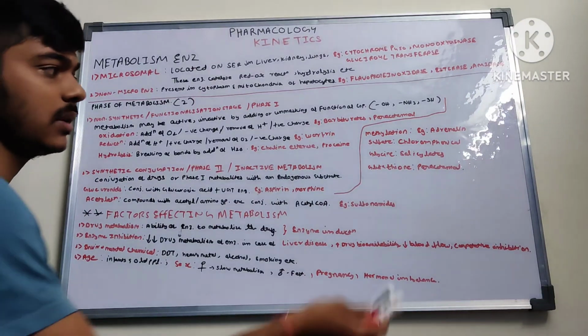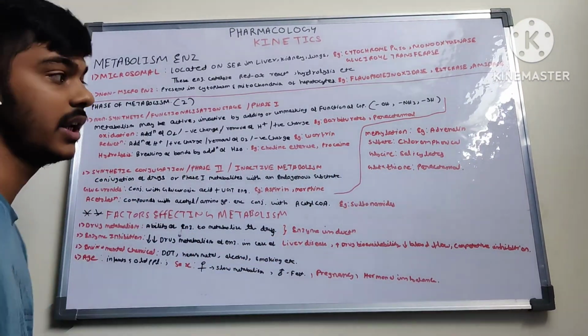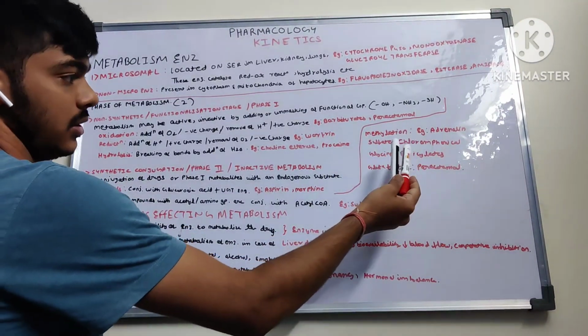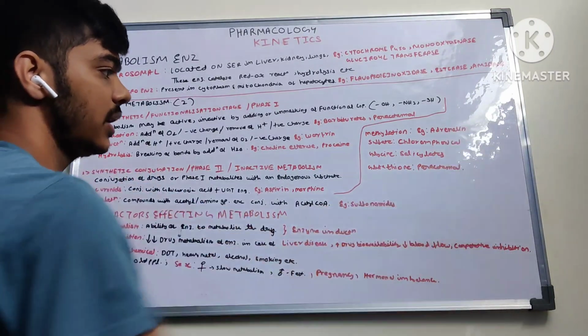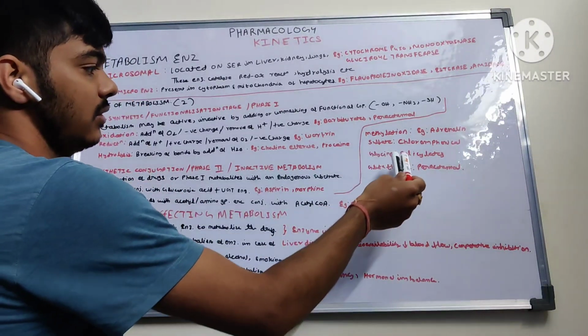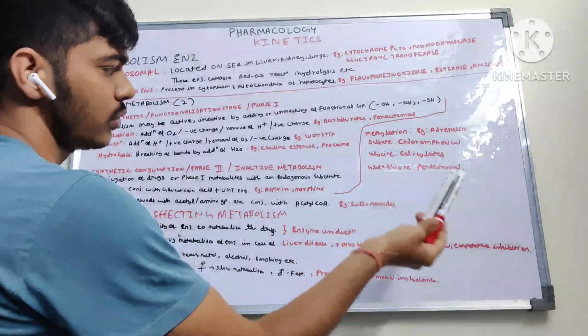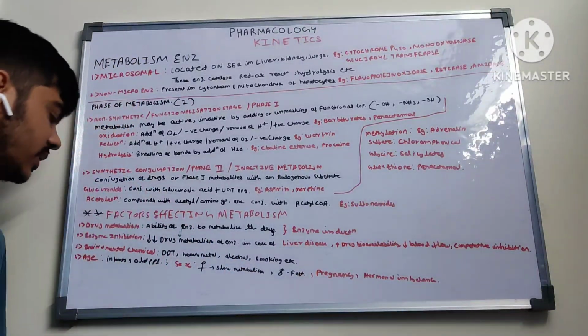And we have a few more examples, such as methylation for adrenaline, sulfate for chloramphenicol, which again is an antibiotic, glycine with salicylates, and glutathione, where again paracetamol is an example.